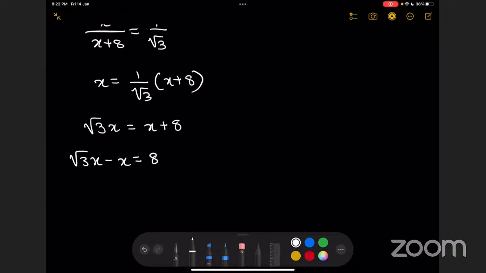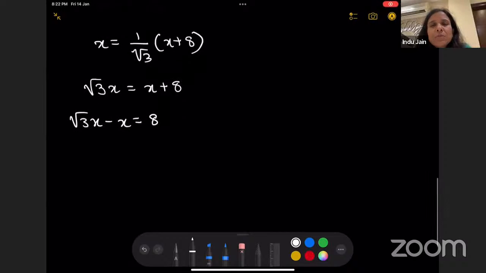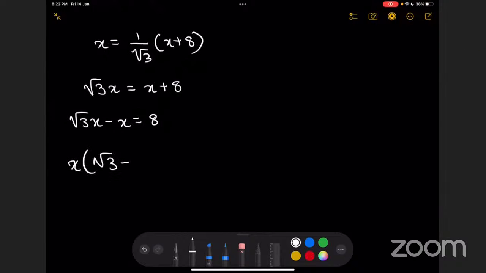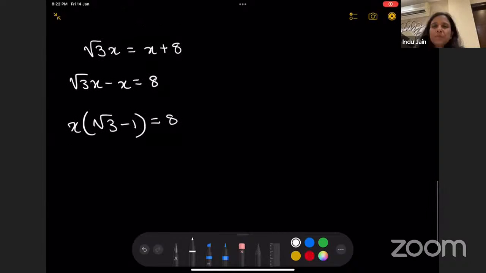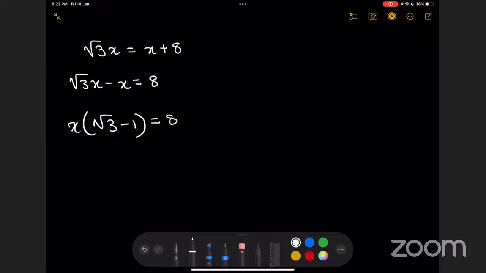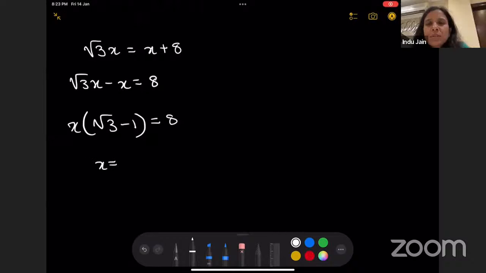Now you will calculate x. How do you do this? You will take x common from these two terms. You will get x and then bracket root 3 minus 1 equals 8. What will we do after this? Now we will still write down x is equal to 8 upon root 3 minus 1.